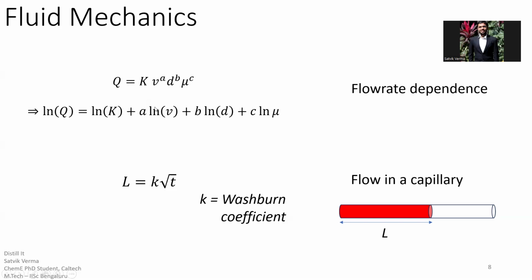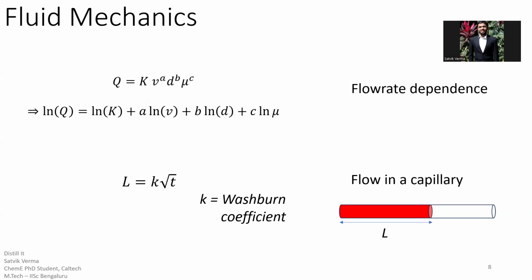Similarly, you can fix velocity and diameter and vary viscosity by taking different fluids, right? And you can again plot ln q versus ln mu, and beta 1 value in this case would give you c. And then based on one of the experiments, you can get ln k as well, right? So that makes it very simple.